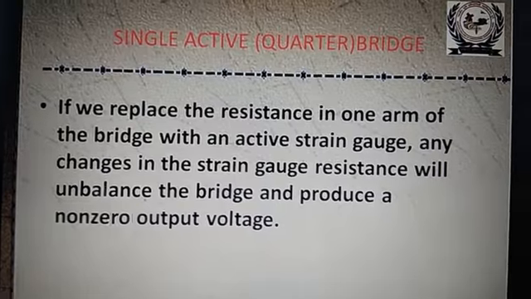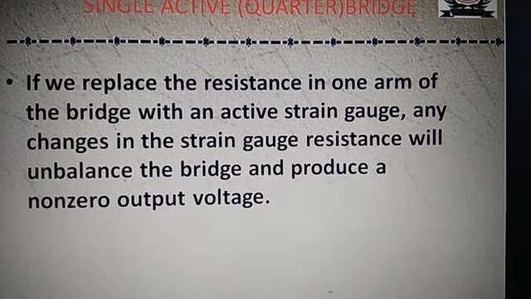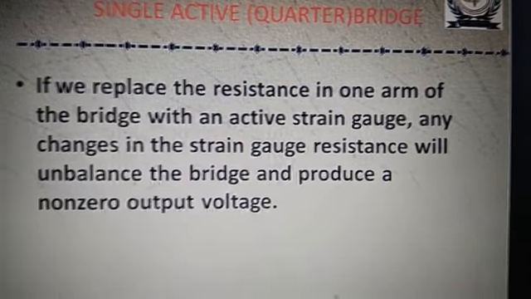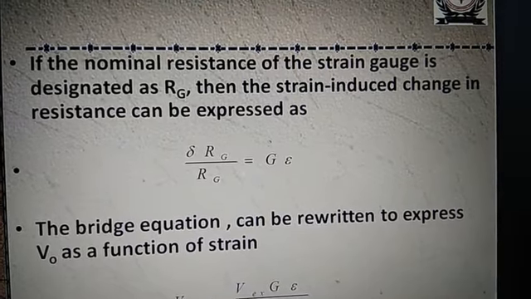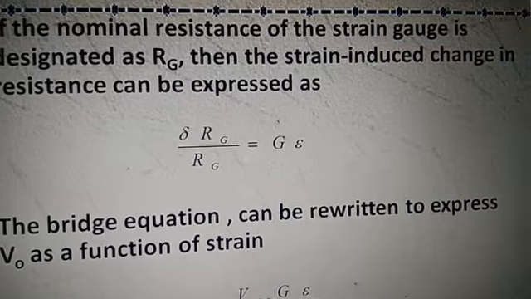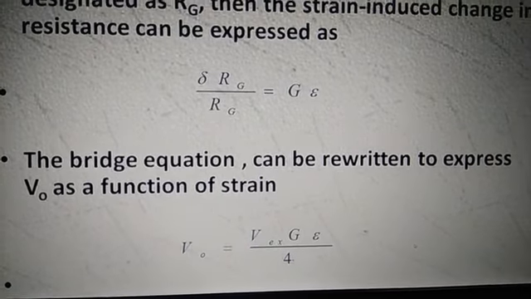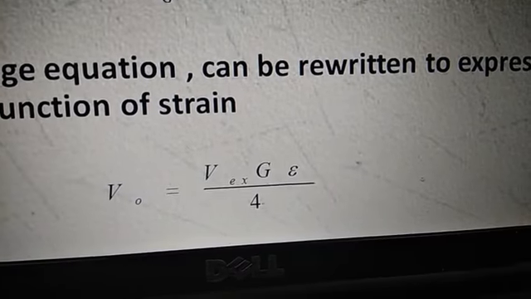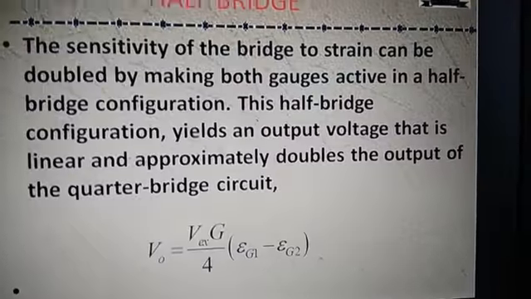Single active, that is quarter bridge. If we replace the resistance in one arm of the bridge with an active strain gauge, any change in the strain gauge resistance will unbalance the bridge and produce a non-zero output voltage. If the nominal resistance of the strain gauge is designated as RG, then the strain induced change in resistance can be expressed as del RG upon RG is equal to G into epsilon. Then the bridge equation can be rewritten as V0 is equal to VEX into G into epsilon upon 4. This is the equation for the output voltage.